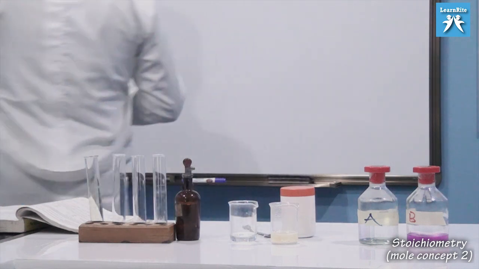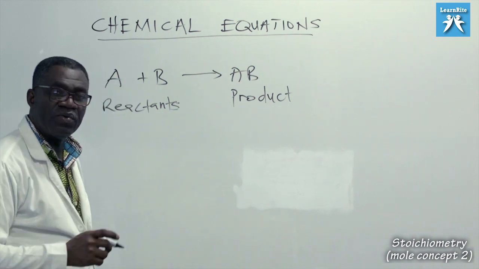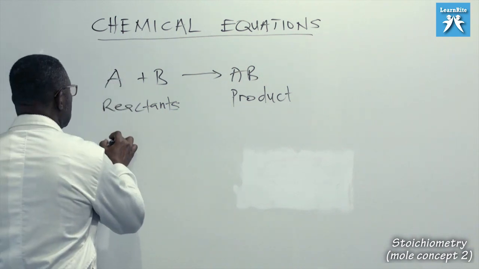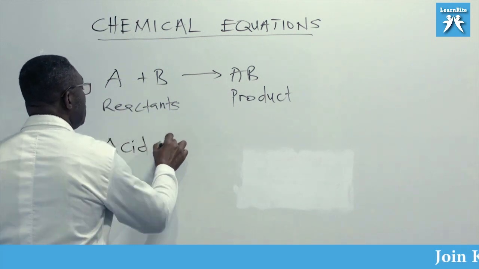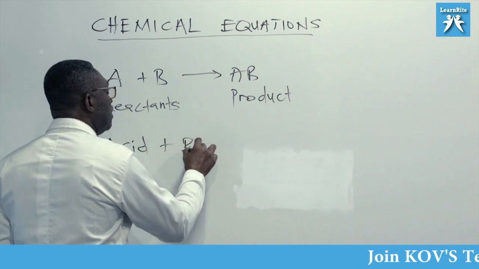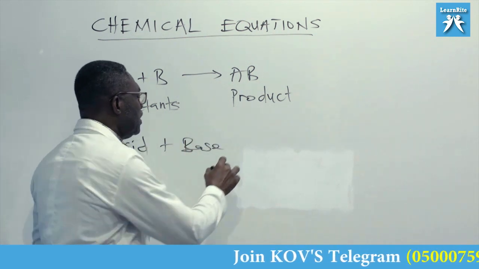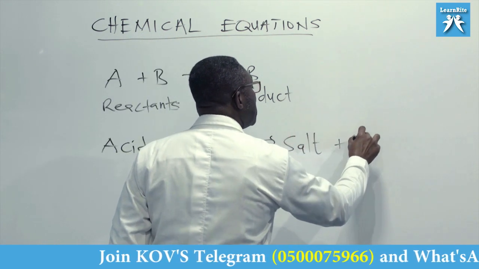Come with me to the blackboard. I'm going to write an equation for the first one. I did not write the equation. Let me go back and write the equation for the first one. The first one was an acid which was colorless plus a base which was pink. Whenever an acid reacts with a base, you are going to get what you call a salt and then water coming out.